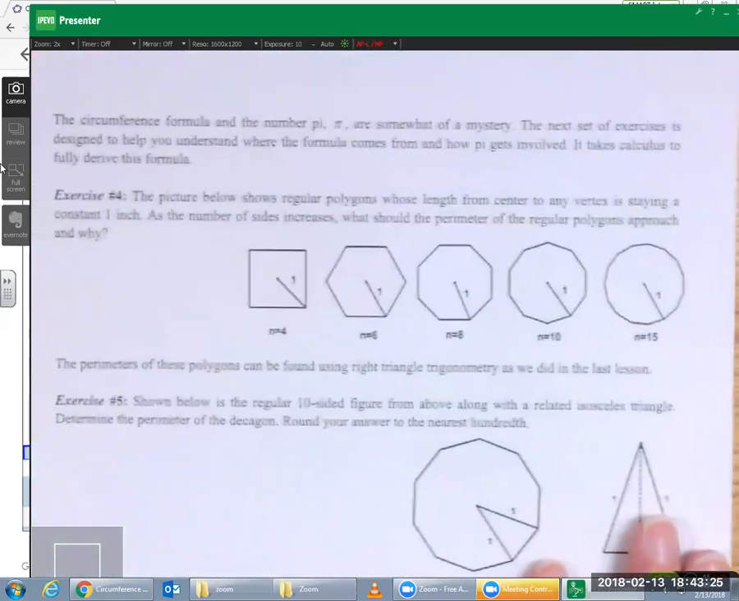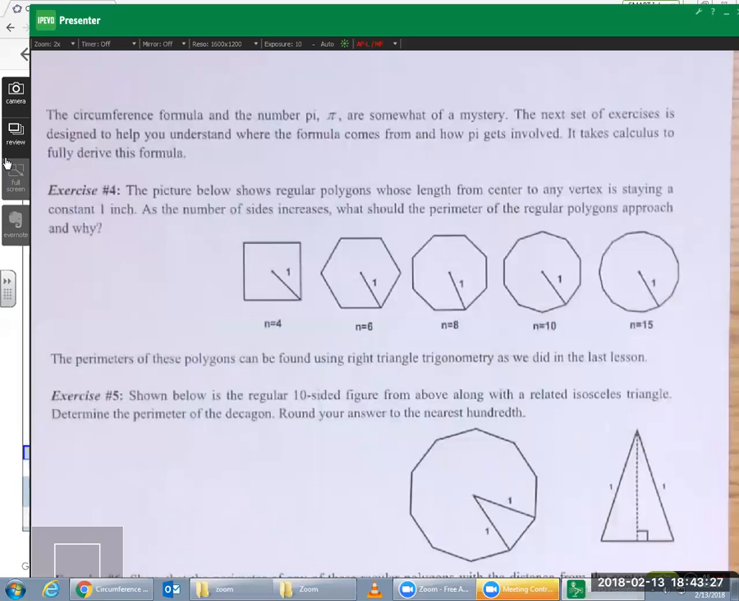And as it indicates, no surprise, the number pi really is a kind of a mystery. It confused mathematicians for centuries, even thousands of years. And it still is a little bit of a mystery. If you really want to understand pi and how that decimal goes forever and ever, you really do need to take calculus.